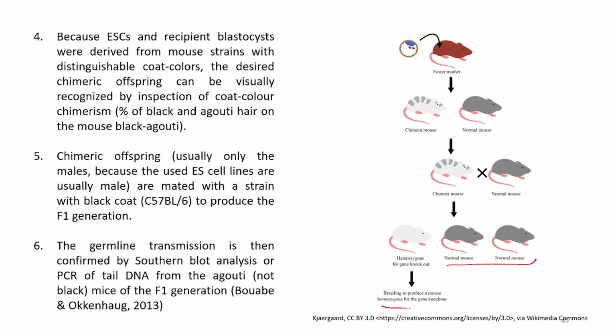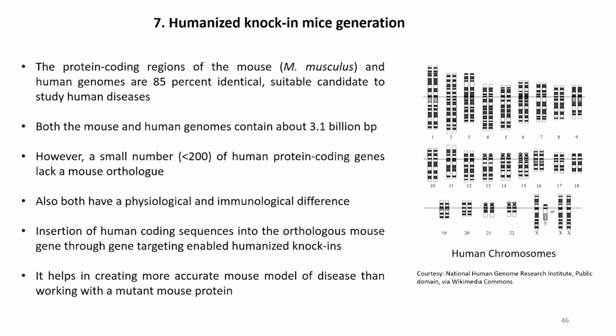And we carry out breeding of these heterozygous gene knockout population to produce mouse which is homozygous for that particular gene knockout. So, the germline transmission is then confirmed by Southern blot analysis or PCR of tail DNA from the agouti mice of the F1 generation.